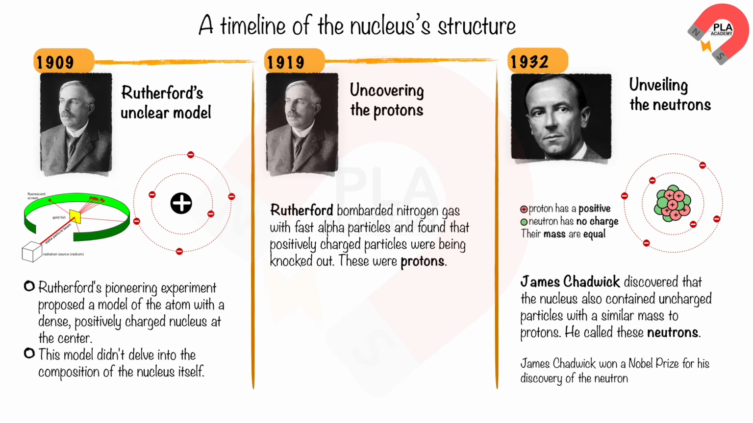Therefore, we can conclude that the atom has a central nucleus. It is made up of positively charged protons and uncharged neutrons, which are called nucleons.